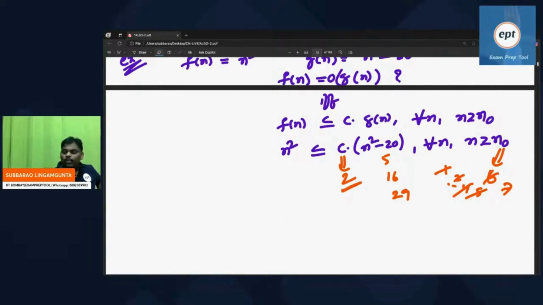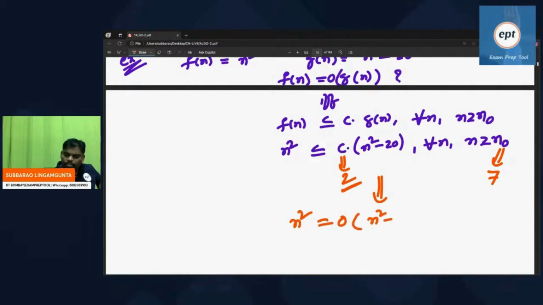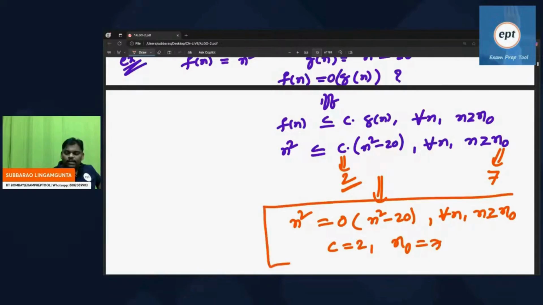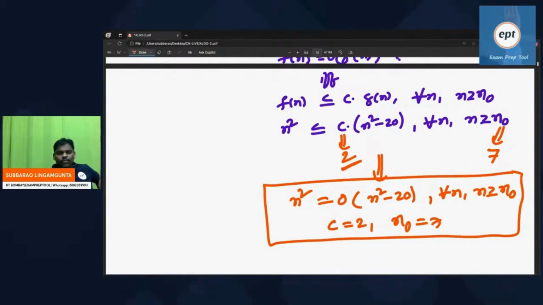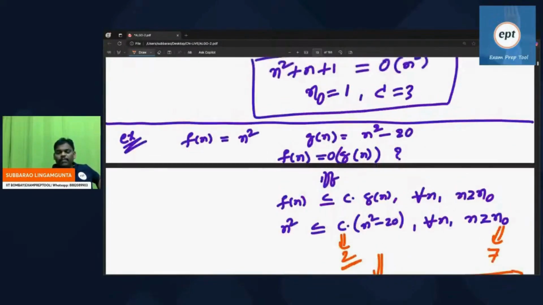There may be so many pairs; one pair I want to give. C is equal to 2, n0 is equal to 7. From 7 onwards, this relation holds good. Because the condition holds, let me write: n squared is big O of n squared minus 20, correct for all n greater than or equal to n0, where C is equal to 2, n0 is equal to 7. Remember, for C and n0, there may be so many pairs, not just one.